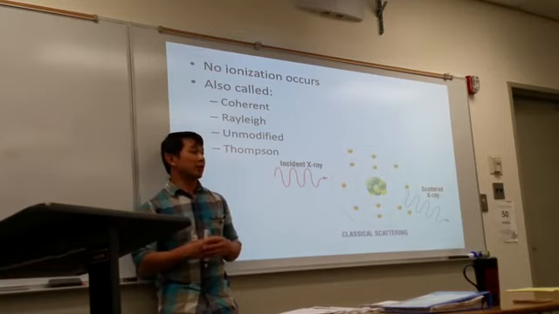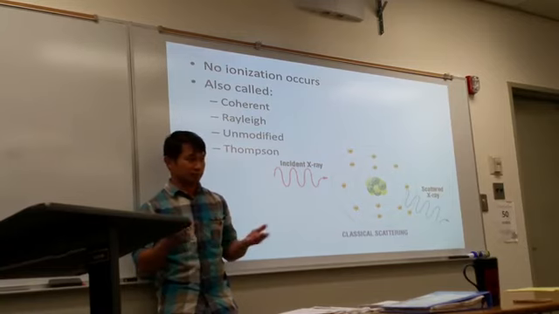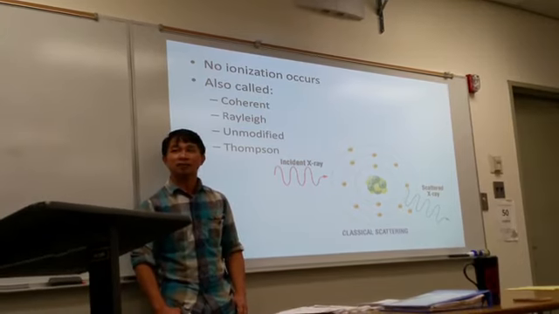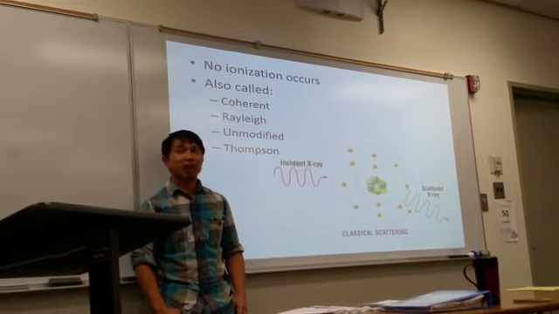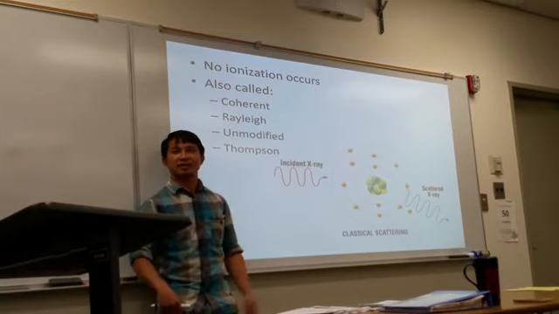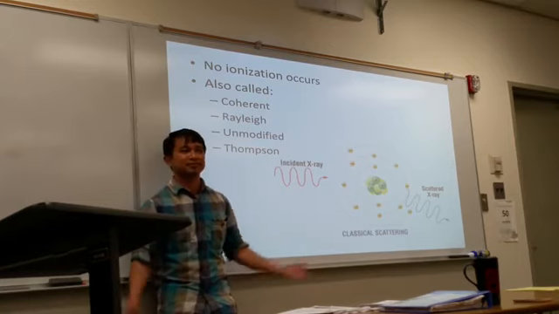Other names for classical that have been used: coherent is one of the most common names instead of classical. Rayleigh, unmodified radiation, elastic scatter radiation, and then Thomson scatter radiation. I don't know why they have so many different names for this one. You just need to research it, but those are different names used for the same thing. Maybe it was discovered by different people at the same time.